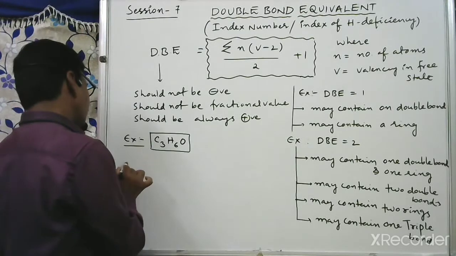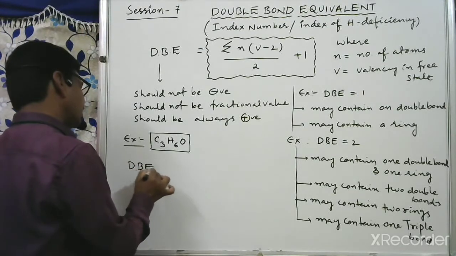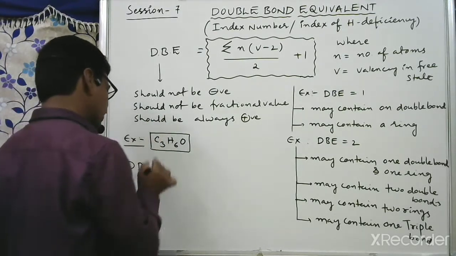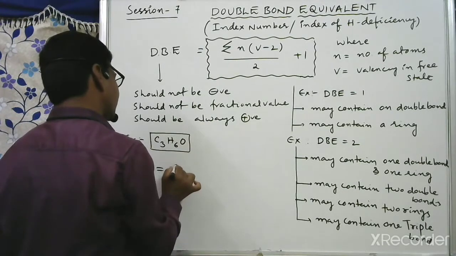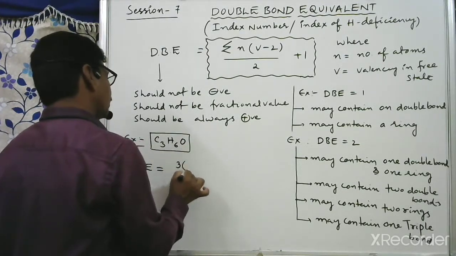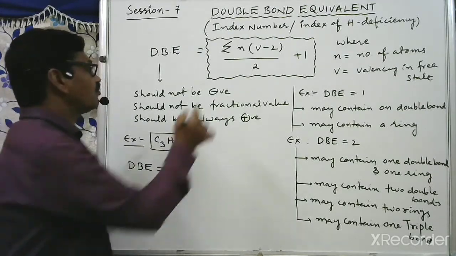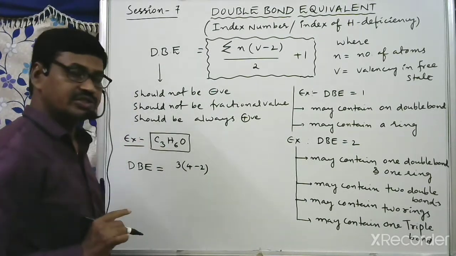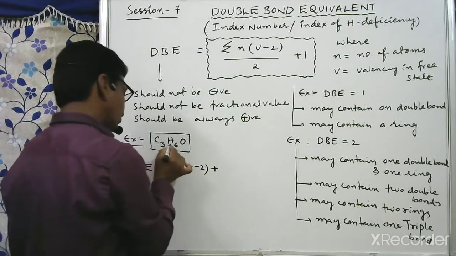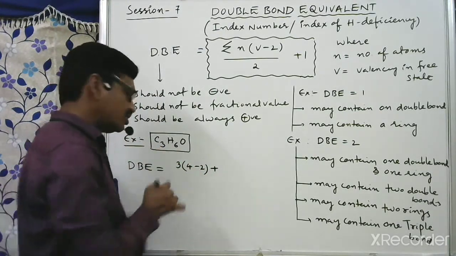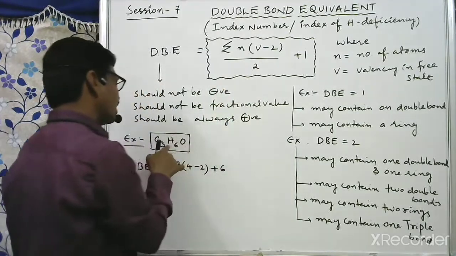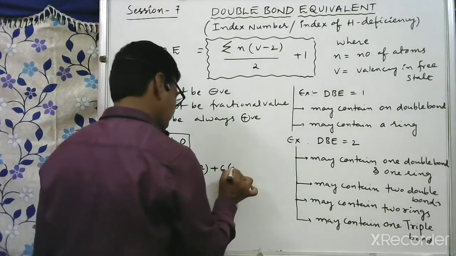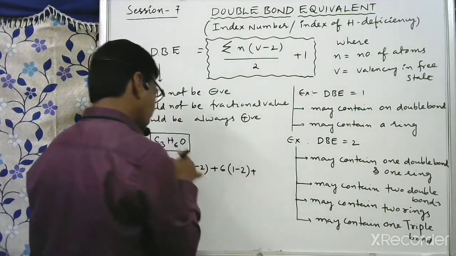So here, double bond equivalent DBE for C3H6O, otherwise the index of hydrogen deficiency, equals... see here, how many carbons are there? 3. 3 into, what is the valency of carbon? You know, the valency of carbon is 4. 4 minus 2. Carbon is over. Then I'm adding plus. Then how many hydrogens are there? 6. N value 6 for hydrogen into, what is the valency of hydrogen? You know, it is 1, minus 2, plus, how many oxygens are there?